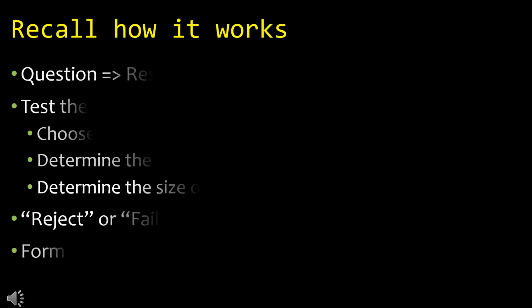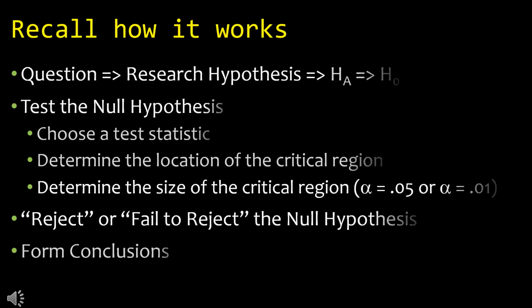Let's recall how it works. We're going to start with a question, something to do with Native American sugar consumption and the recommendation for sugar consumption. We're going to turn that into a research hypothesis, which we will turn into an alternative hypothesis. And then the null hypothesis will be everything that the alternative hypothesis is not. We're going to test the null. We have to choose a test statistic, determine the location of the critical region, and determine the size of the critical region. Most people use alpha 0.05 most of the time, so that's what we'll be using. We're going to reject or fail to reject the null hypothesis, and from that, we're going to form conclusions.